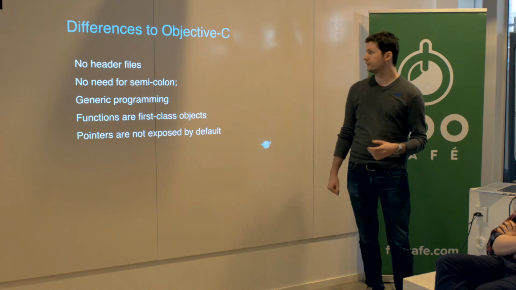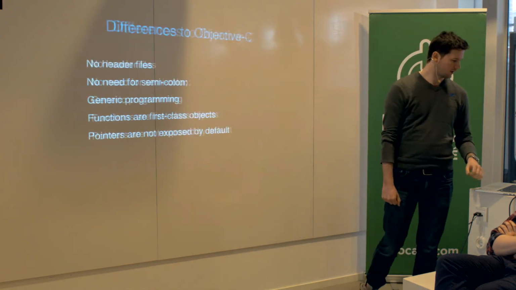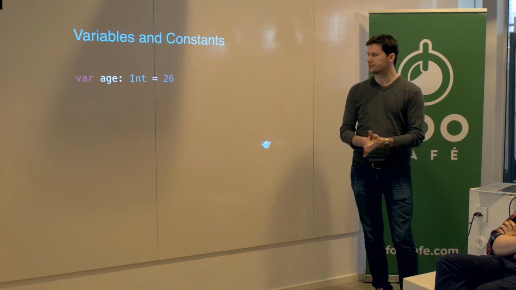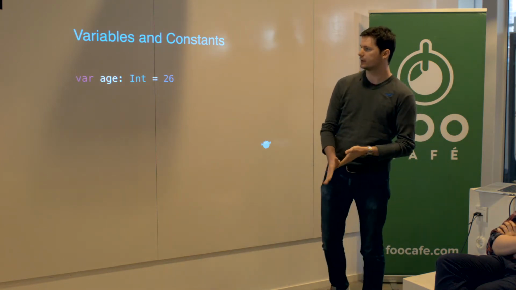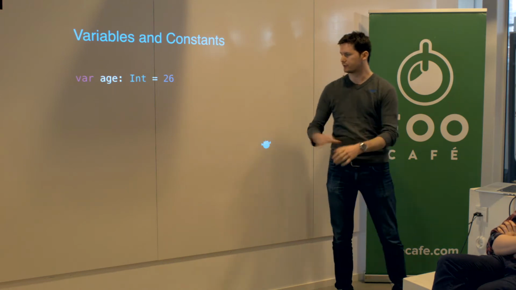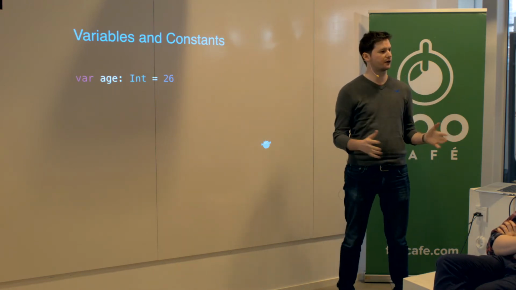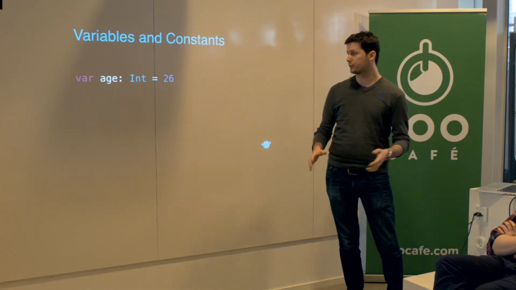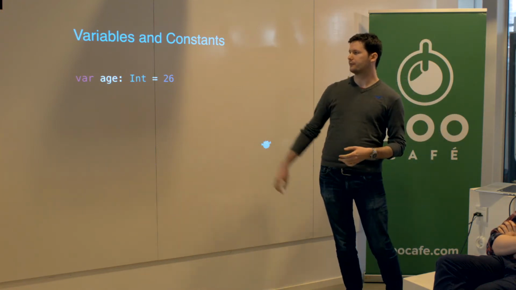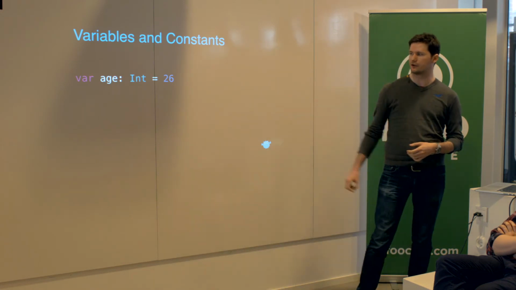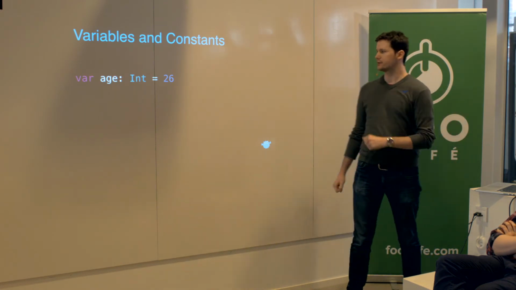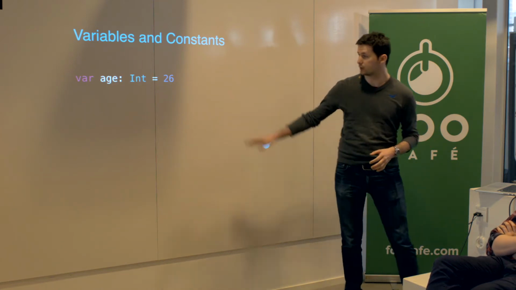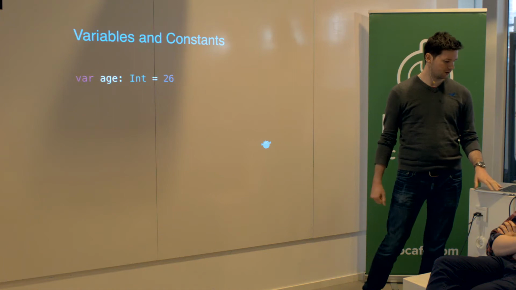So let's get started. Let's jump straight in. Take a look at variables and constants. This is how you define a variable in Swift. So first you have the var keyword, which is very common from languages like JavaScript or C#. And then you have the name. And in this case, you have a colon Int. That makes it very clear that this is an integer, nothing else. And in this case, we have assigned a value to it.